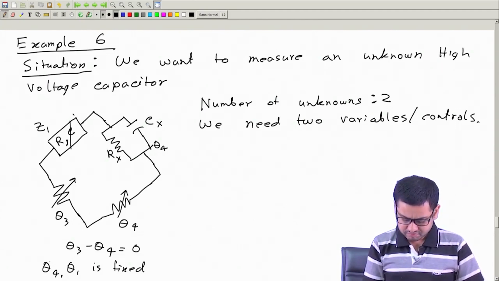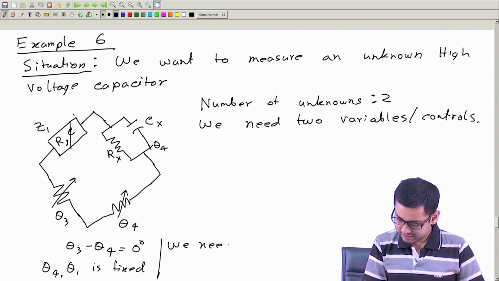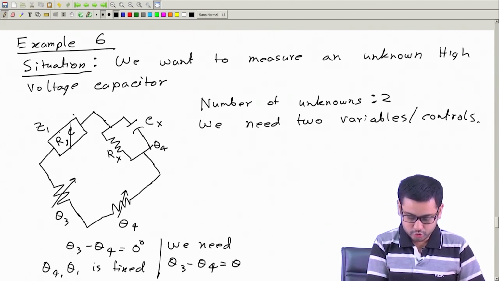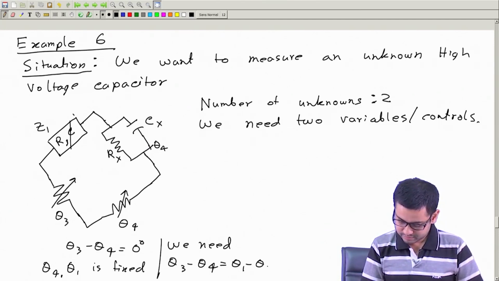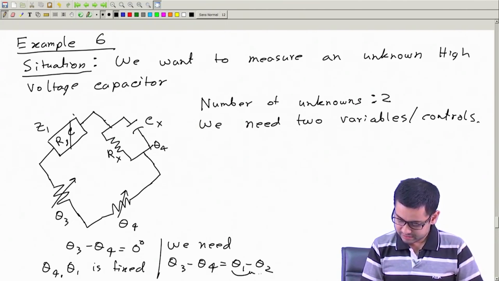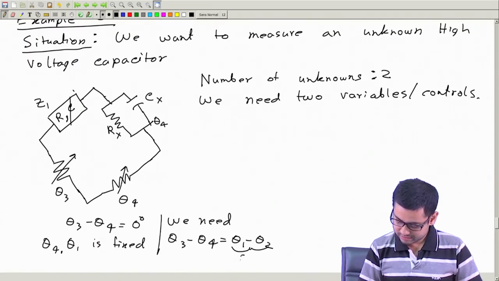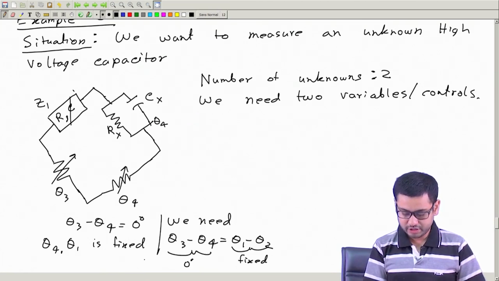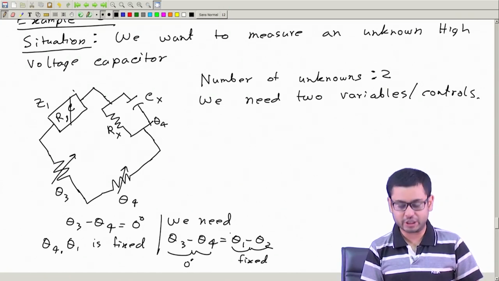So we cannot, and this is not going to change, and we need theta 3 minus theta 4 equal to theta 1 minus theta 2. So the right side is fixed, and this side is 0 always. You are just changing this. So we will never be able to change this equation.